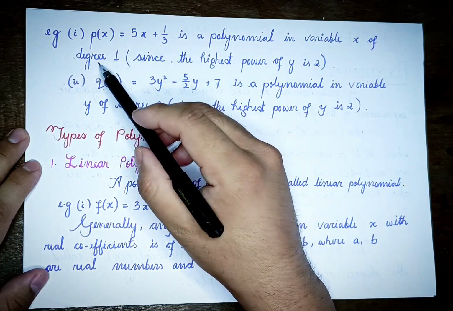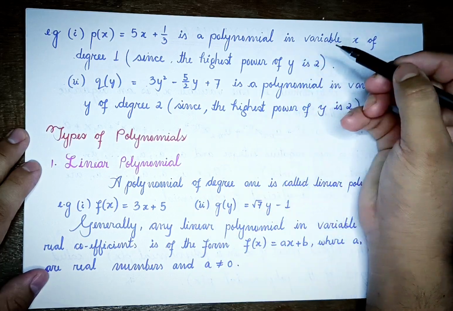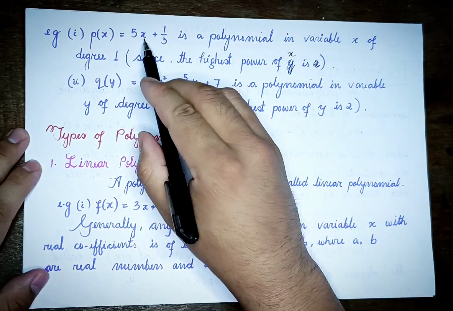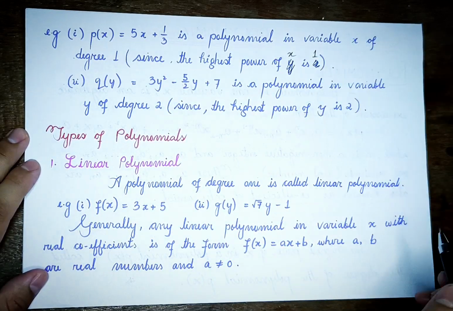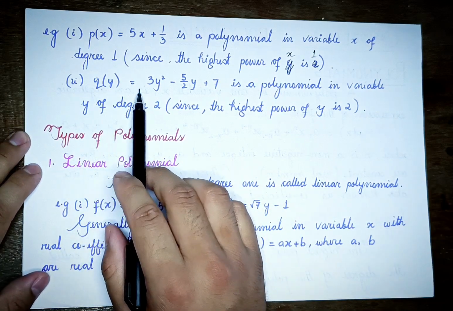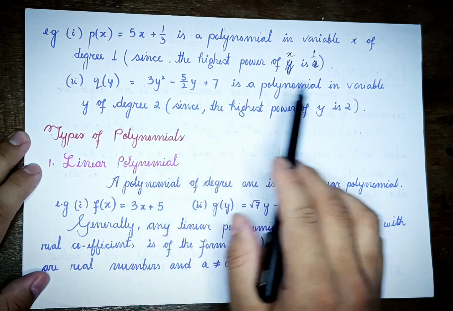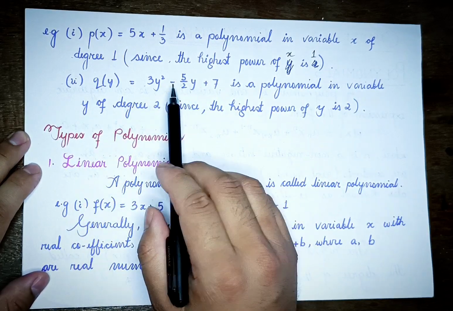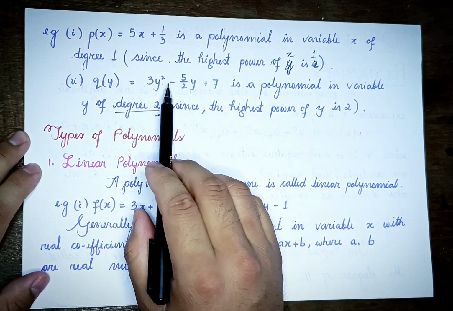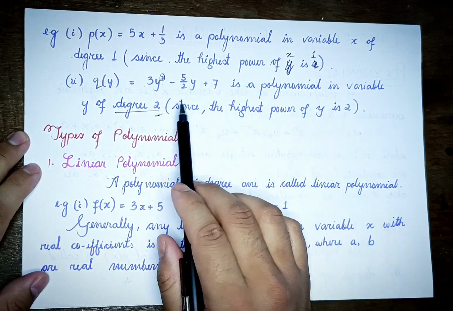How do we know that the degree is 1? Since the highest power of x is 1. And here is another polynomial. Q of y is equal to 3y squared minus pi by 2 y plus 7, a polynomial in variable y. How do we know its degree is 2? Because the highest power of y is 2. So the degree of this polynomial is 2.